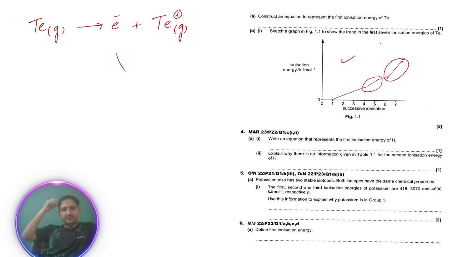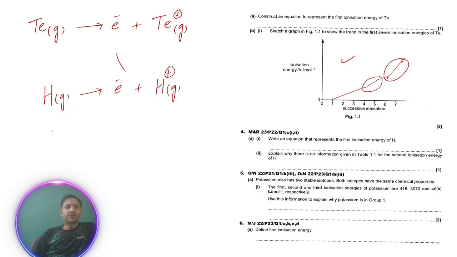Question number 4 is to write an equation that represents the first ionization energy of hydrogen. Here we can say hydrogen in gaseous state, removing one electron, becomes H positive gaseous ion. You will never write hydrogen as a diatomic molecule, because if you see the definition of ionization energy, it is the amount of energy required to remove an electron from the valence shell of an independent gaseous atom. It must be an independent atom, but H2 is a molecule.